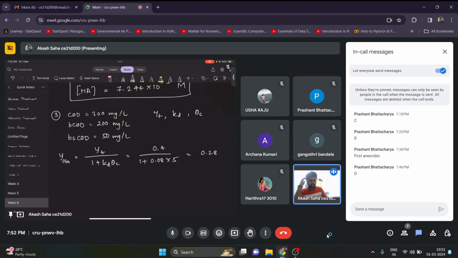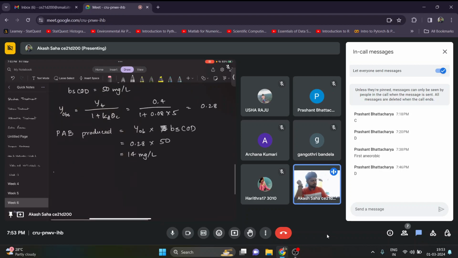So now we have to find out how much bacteria will be formed. First we will find out the phosphorus accumulating bacteria, that is PAB. So PAB produced, how much will it be? Yield into the food available. What is my yield? Yield is Y observed, and food will be my S, that is whatever biodegradable soluble COD is there. So PAB will be formed based on my BSCOD. So my Y observed is 0.28 into 50, so it will become 14 milligram per liter.